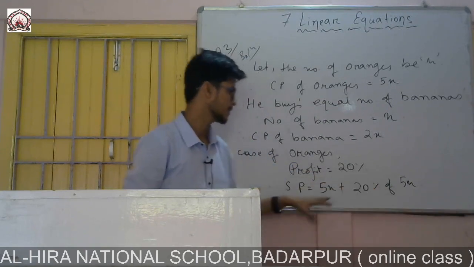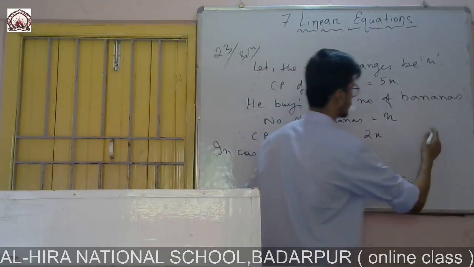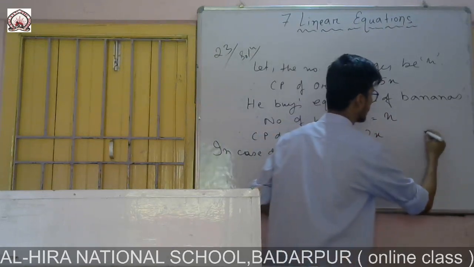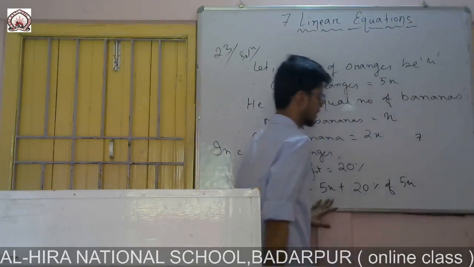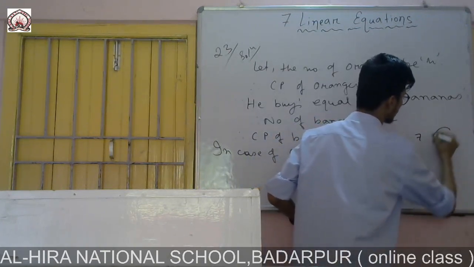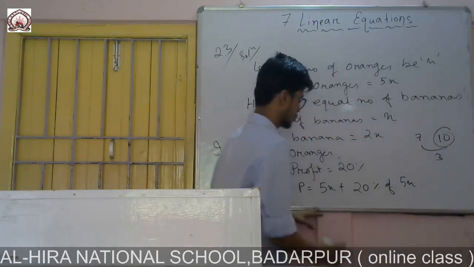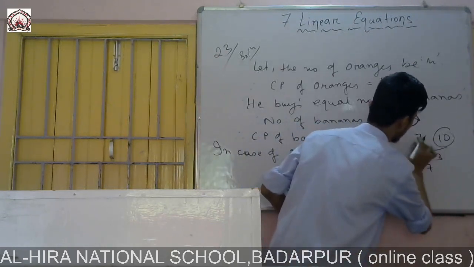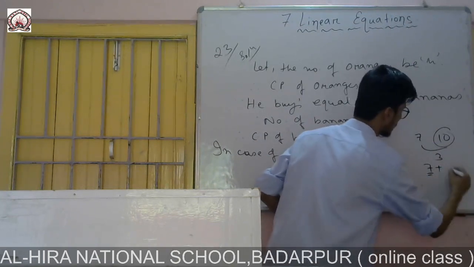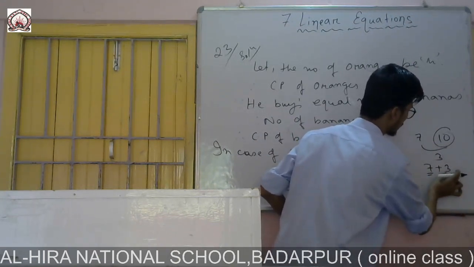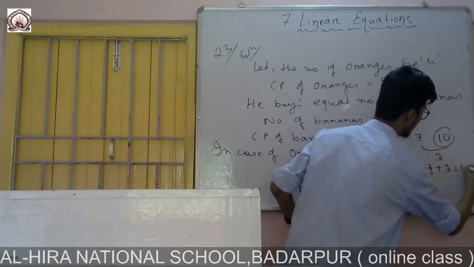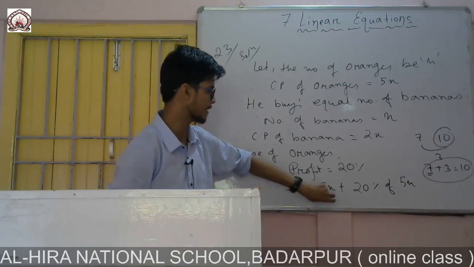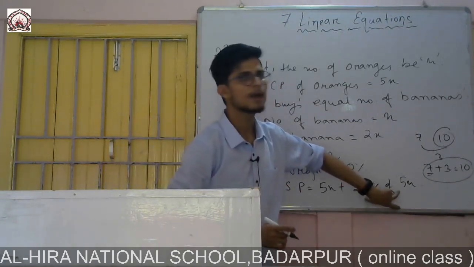Cost price was 5x. For example, if I buy a pen for 7 rupees and I sell it for 10 rupees, what was the profit here? 3 rupees. So if we find the selling price, I bought it for 7 and I sold it with a profit of 3 rupees, that means it was 10. So here also I wrote the same thing: selling price equals 5x, this was the cost price and this was the profit amount.